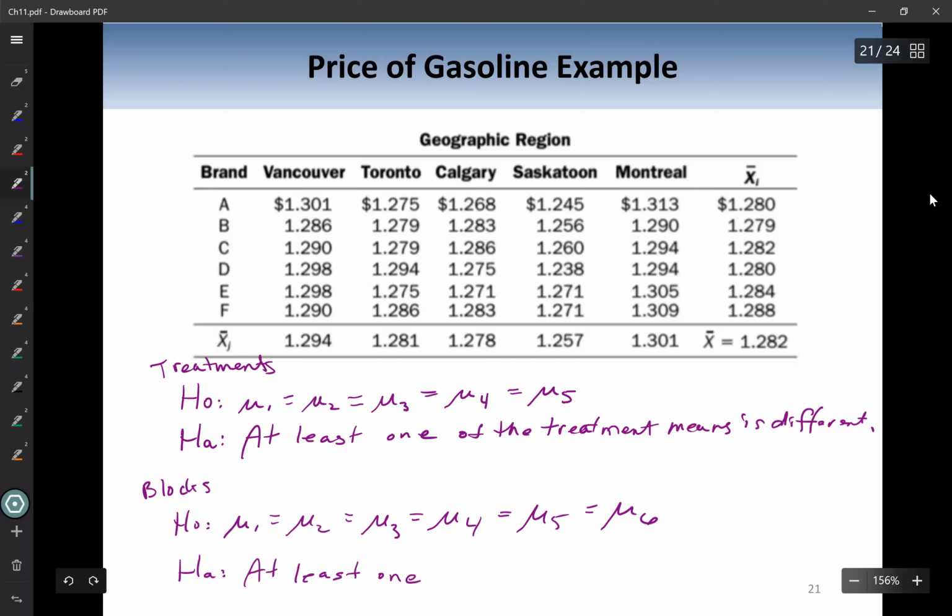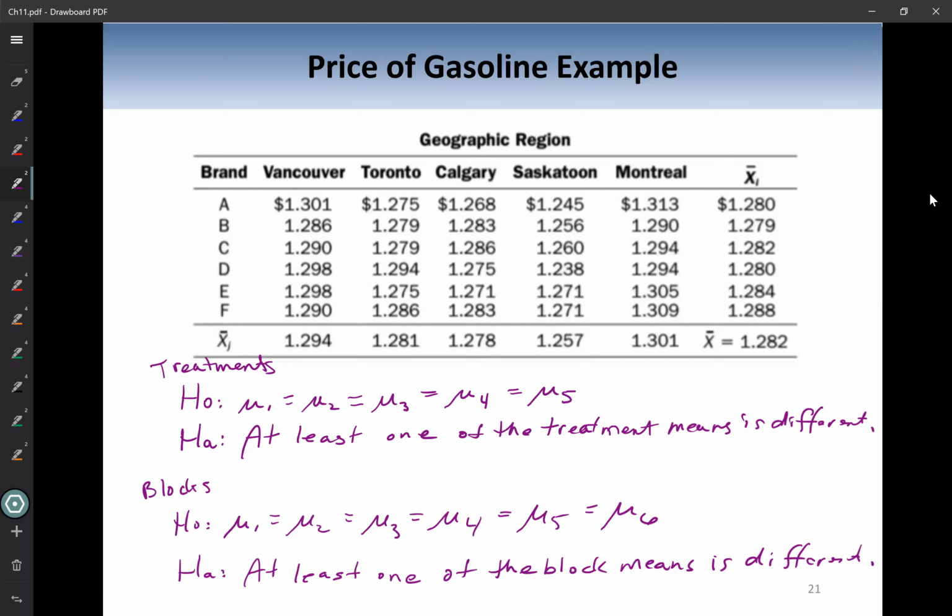So at least 1 means 1 or more of the block means is different from the others. All right, so that's how we set up the test. We will check out for both.